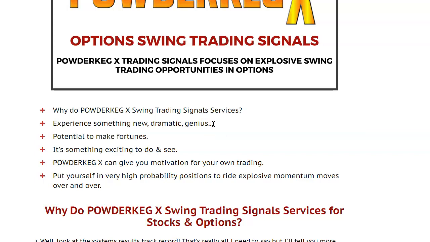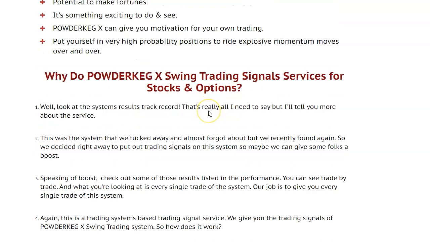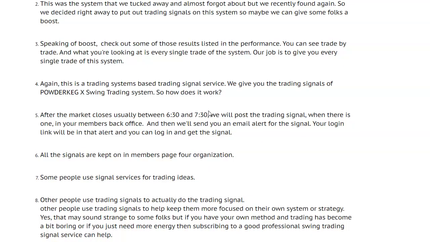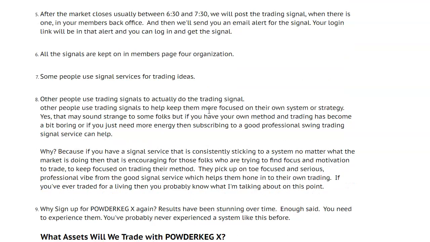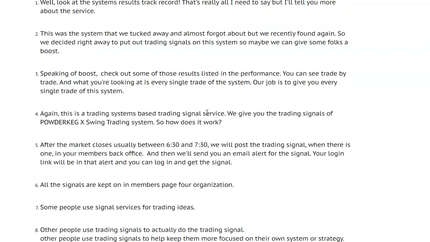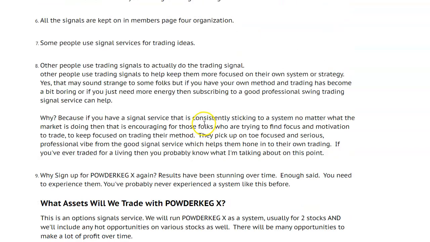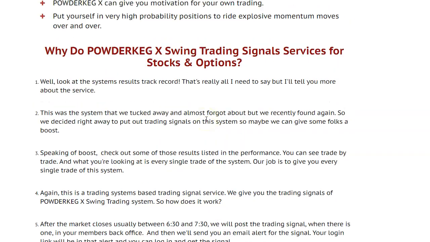How does it work? We send you an email when there's a new signal, entry signal, or a profit trail stop adjustment. The email goes out and the signal is on your members page. Okay, everything's kept there, and you can look at it in an organized way, and that's about it. And you can see dates of entry and exit and all that good stuff. It's real simple. It's really easy.